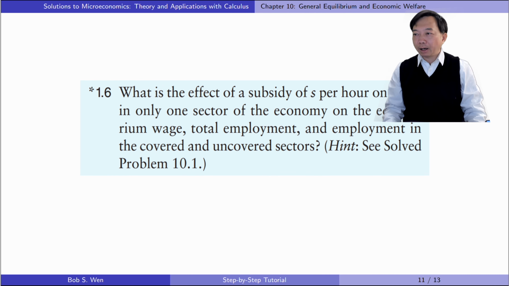Let's go to exercise 1.6. What is the effect of a subsidy of S per hour on labor in only one sector of the economy on the equilibrium wage, total employment, and employment in the covered and uncovered sectors?